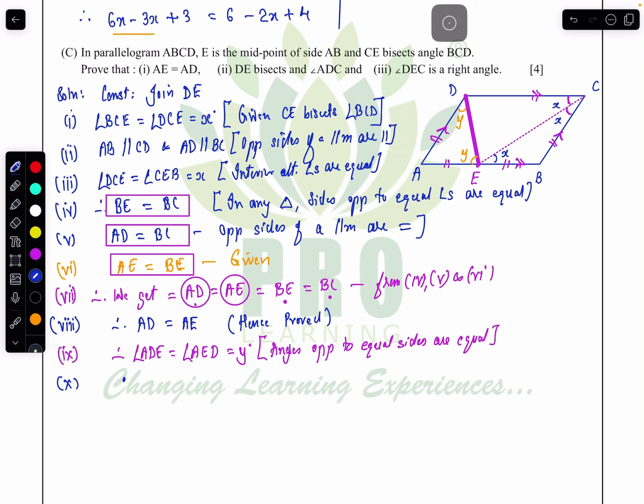Statement 10 is, therefore, angle AED is equal to angle EDC is equal to y degrees, and the reason for this is interior alternate angles are equal. So we have got this angle as y. So we have proved this part now. Therefore, DE bisects angle ADC.